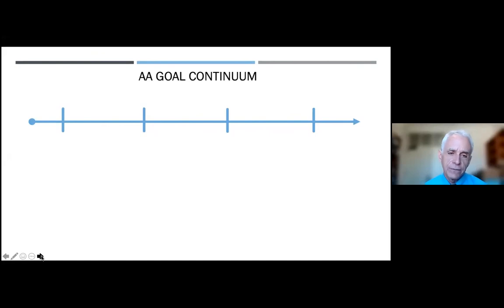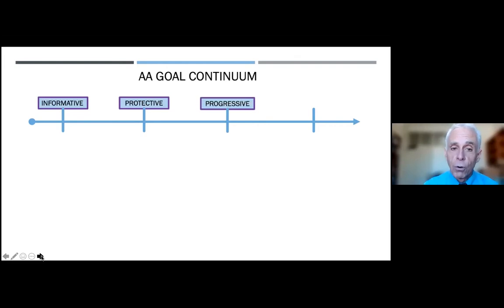So we identified four basic goals and arranged them in a rough continuum of, I would say, increasing intensity of intervention or impact on this system. I think it'll become clear what I mean when I show you what these goals are. So let me just lay them out. We have the informative goal, the protective goal, the progressive goal, and then the transformative goal. Okay, let's talk a little bit about each of them.